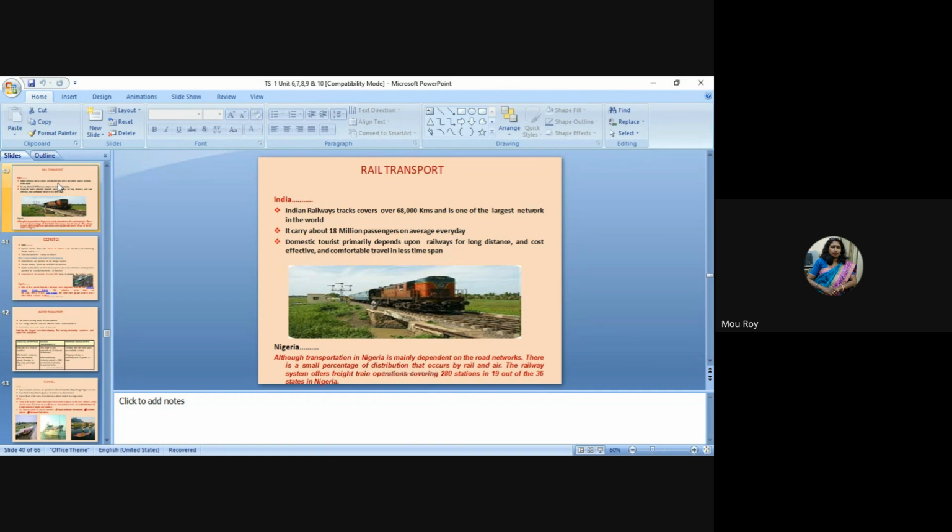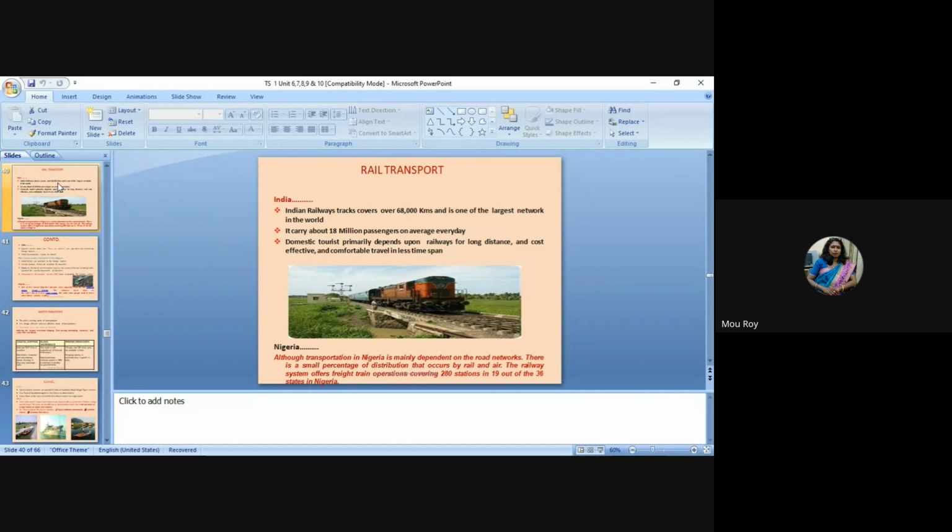The Indian railway tracks cover over 68,000 kilometers and are one of the largest networks in the world. You'll be very surprised: it carries about 18 million passengers on an average every day. And in Mumbai, the locals are the lifeline of Mumbai.